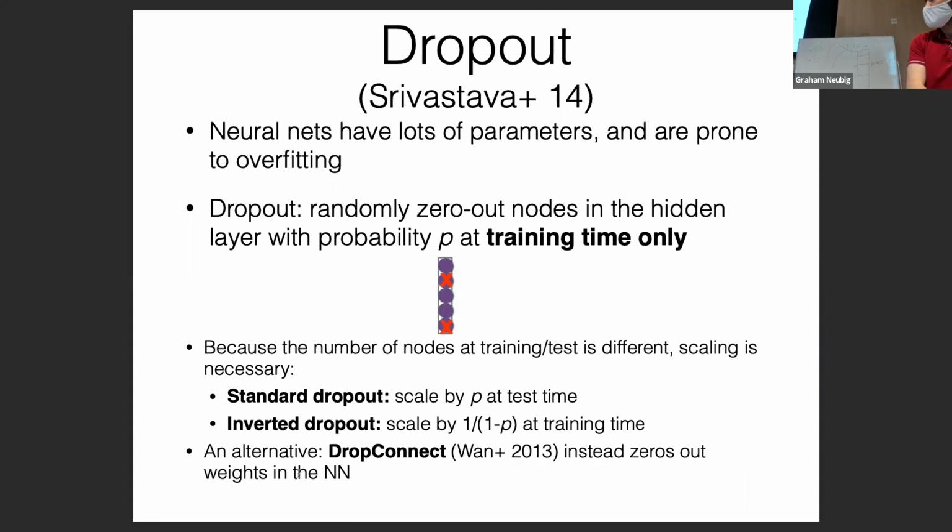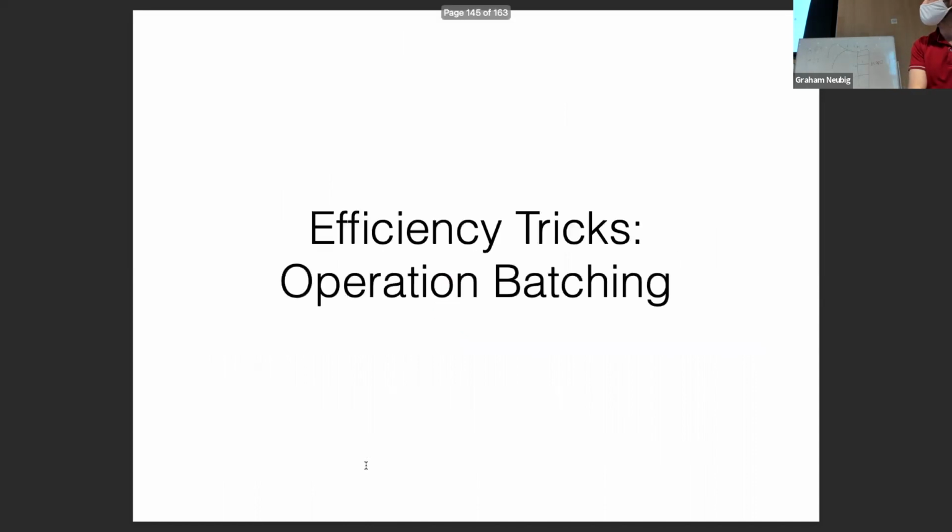There are also other alternatives like DropConnect, which zeroes out weights in the neural network. These are useful if you have a model where you can't modify the internal representations, but you can modify the weights. So there are other alternatives.